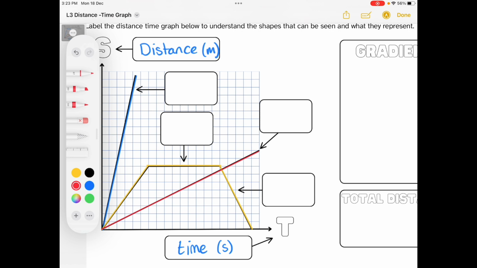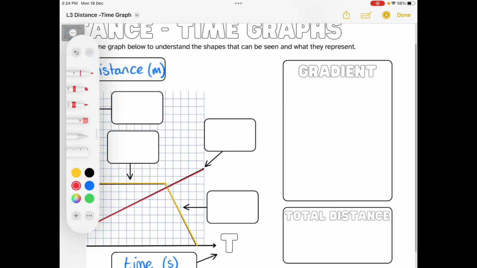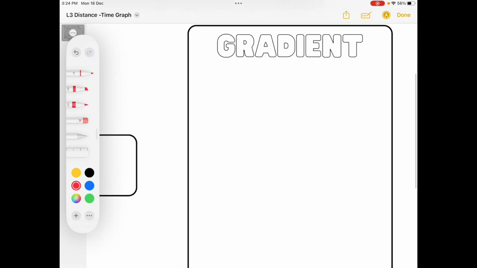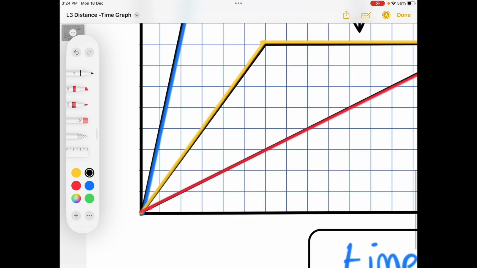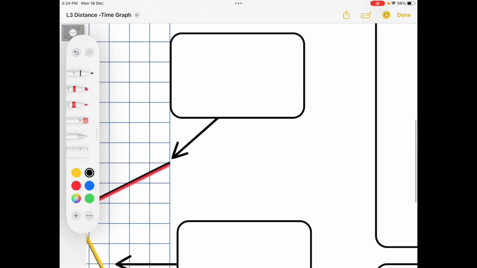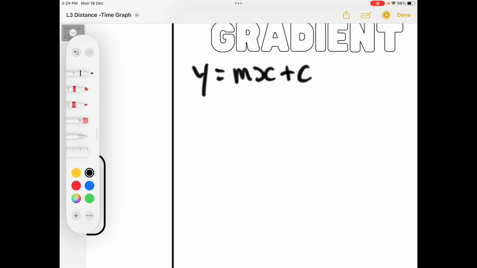Now, just before we do that, we need to think about the gradient and what's the gradient telling us on a distance time graph. So if we think back to our standard maths lessons, we know that y equals mx plus c. For a straight line, this is our equation. Now, if we look at our graph, sorry to jump around, we see this intercept is always at 0. We always start at 0. So this just becomes y equals mx.